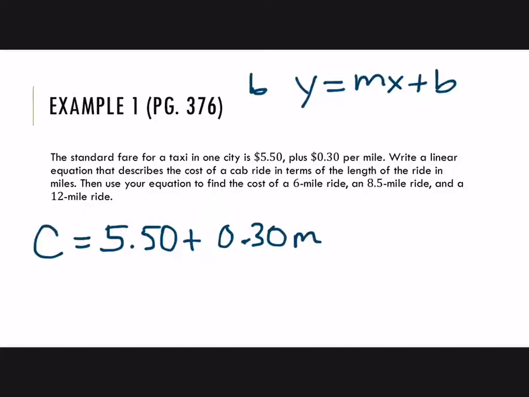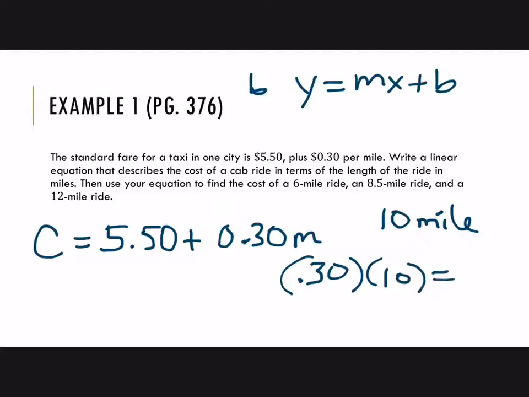Okay, so let's try some numbers in here. Let's see if this makes sense. If this was a 10-mile ride, think about how we would find the cost. Well, it's 30 cents a mile, so we would do 30 cents per mile times 10 miles, and then that would be $3.